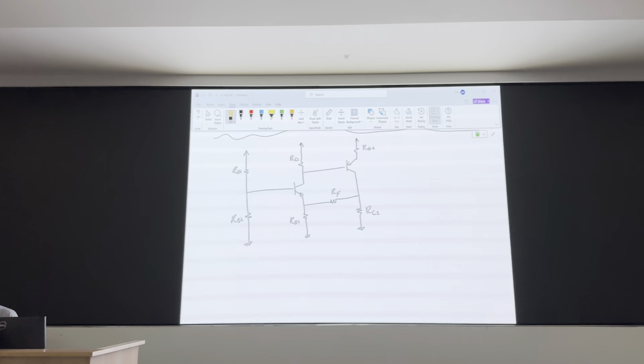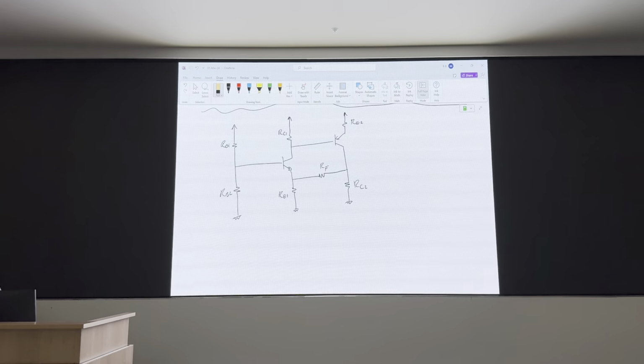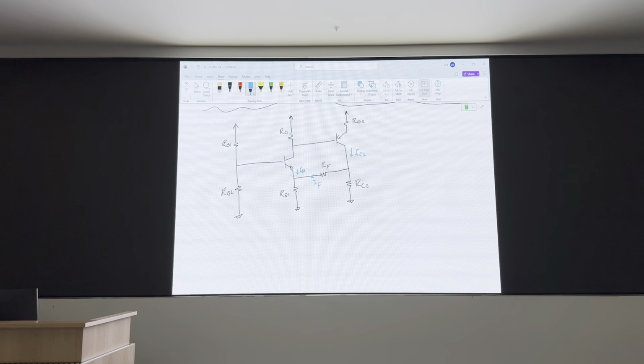Zero. And that's one equation. Let's call this IF. And I don't know which direction it's flowing. It may be flowing the other way, but I just choose. Right? So that's IF. This is ID1. And this is IC2.